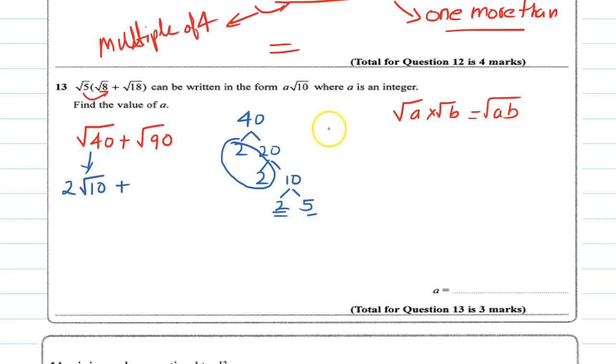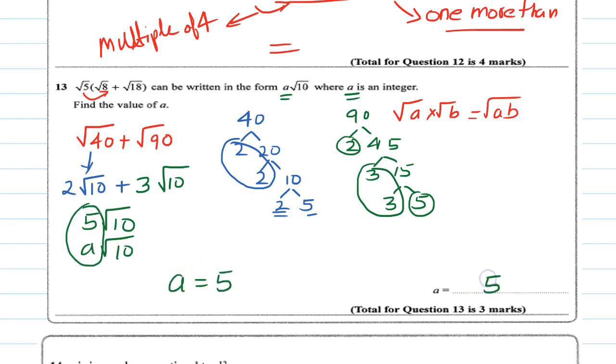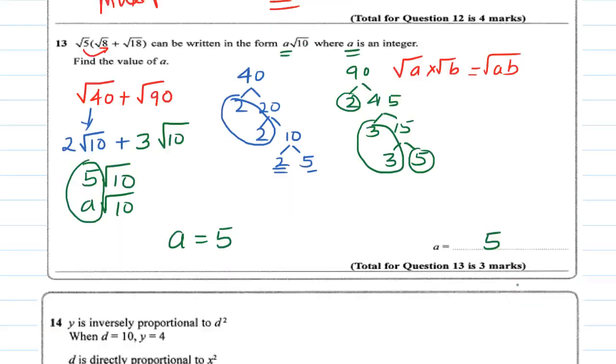Similarly, for 90 you can write 2 and 45, 3 and 15, then 3 and 5. If you see, the 3s are in a pair, so write down 3. This 2 and this 5 are unpaired, so multiply, that is 10, and write with a square root sign. So 2 root 10 plus 3 root 10 is 5 root 10. So what is A? A is with root 10. If you compare with A root 10, you get A is 5.